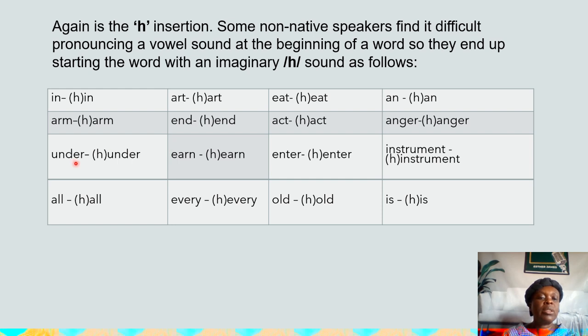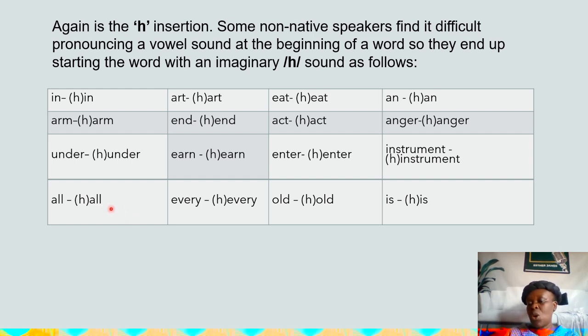The next one is under, not hunder. The next one is earn, not hearn. The next one is enter, not henter. Hence, if you say henter, you are pronouncing an H before the word. The next one is instrument, not hinstrument. And the next one is all and not hall.